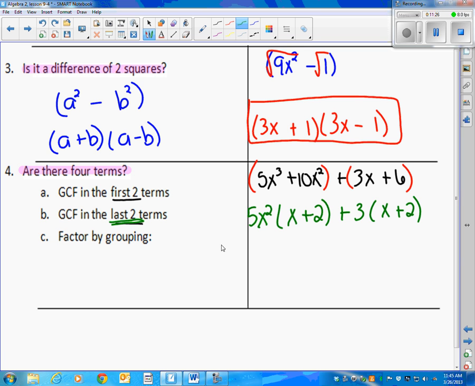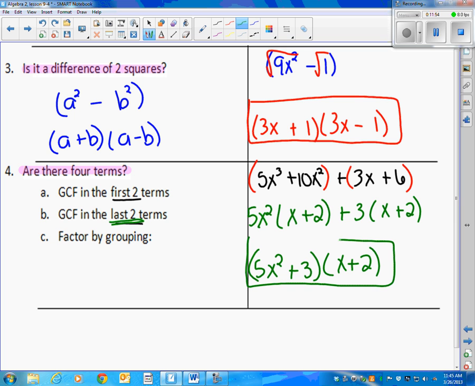To write my final answer, factor by grouping, I write what's on the outside, 5x squared plus 3, and the inside parentheses, x plus 2. The reason we do that is this x plus 2 is in both the terms, so I can factor it out, leaving me with the 5x squared plus 3. And that is your final answer.